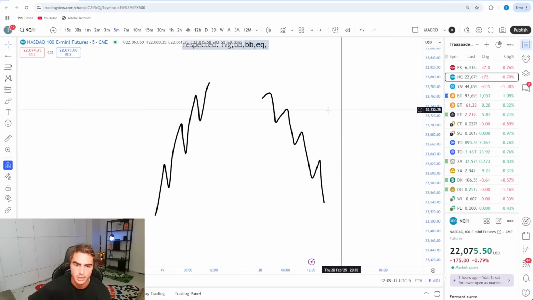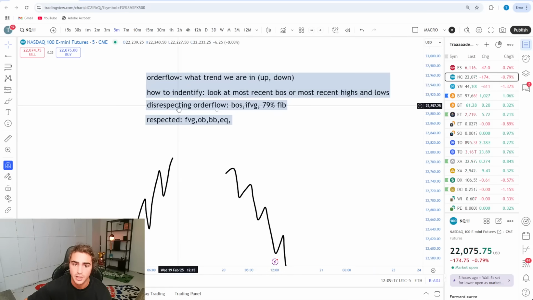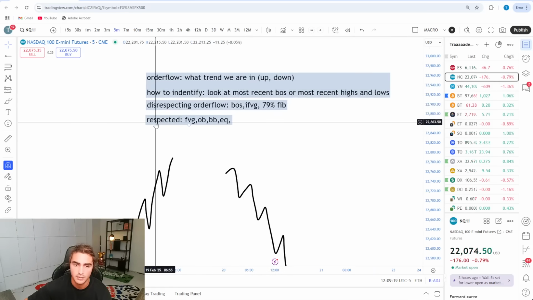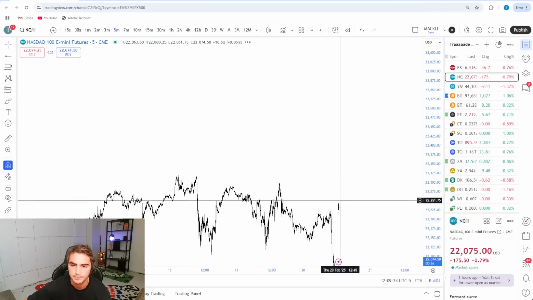But continuing on this, now that we know what order flow is, how to identify it, how it can get disrespected, and how it can be respected, how do we apply this to the actual charts?